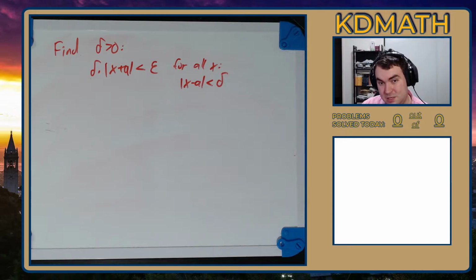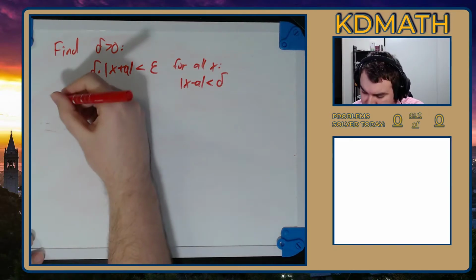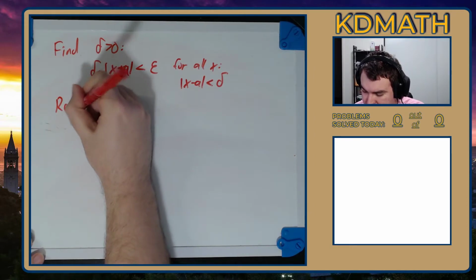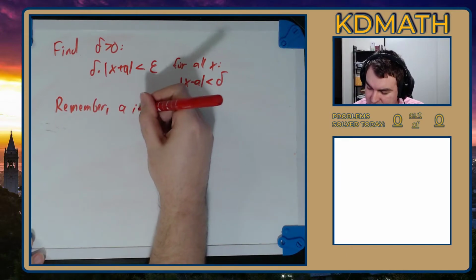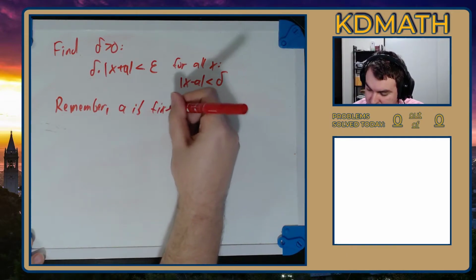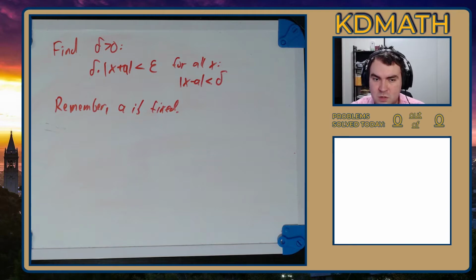Okay. So now we're going to try to be very, very smart. Remember, a is fixed. And in particular, we're allowed to let delta depend on a. We're allowed to let delta depend on epsilon. And that's what we will try to do.